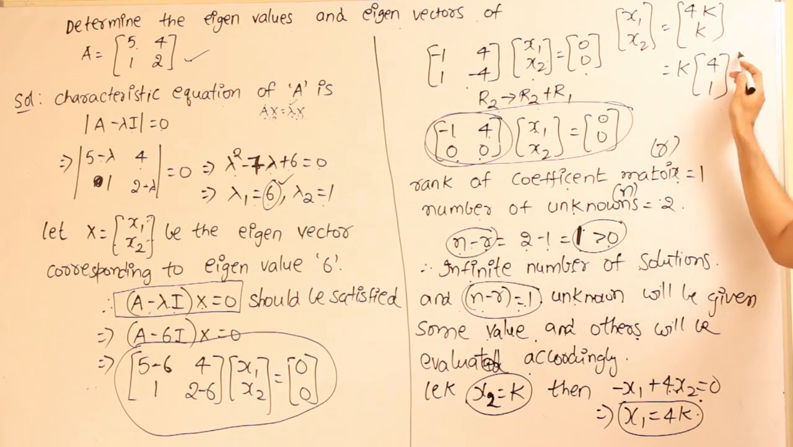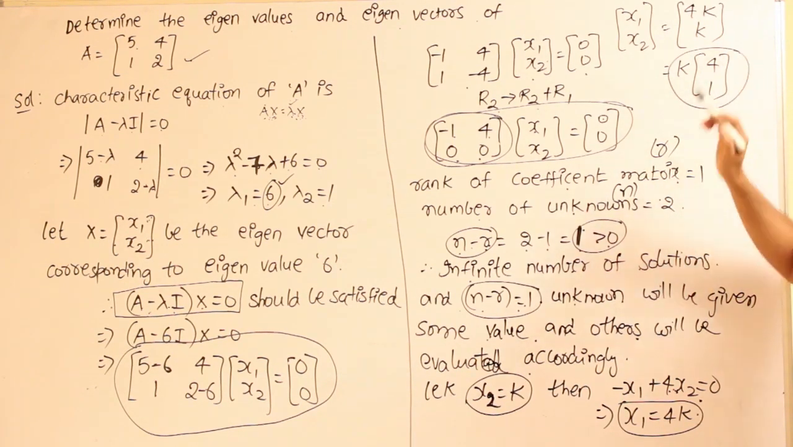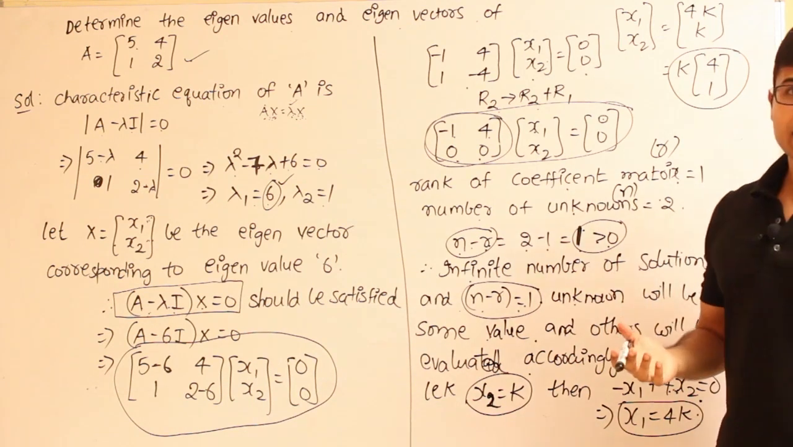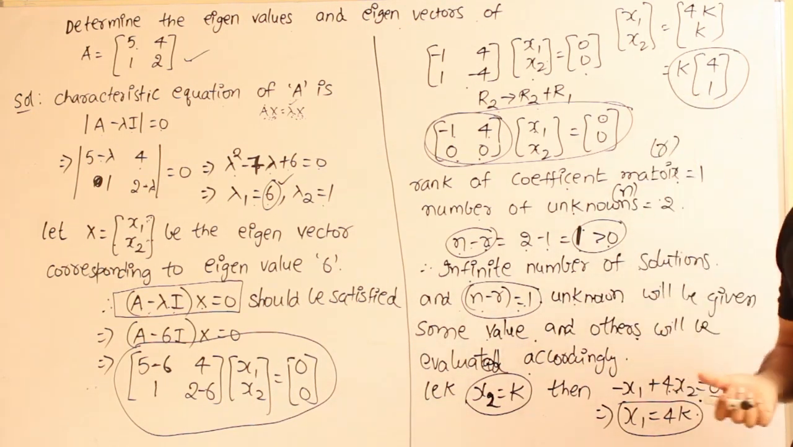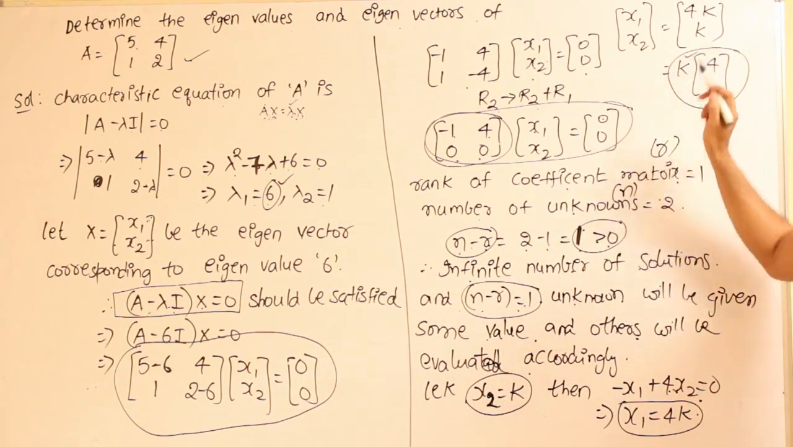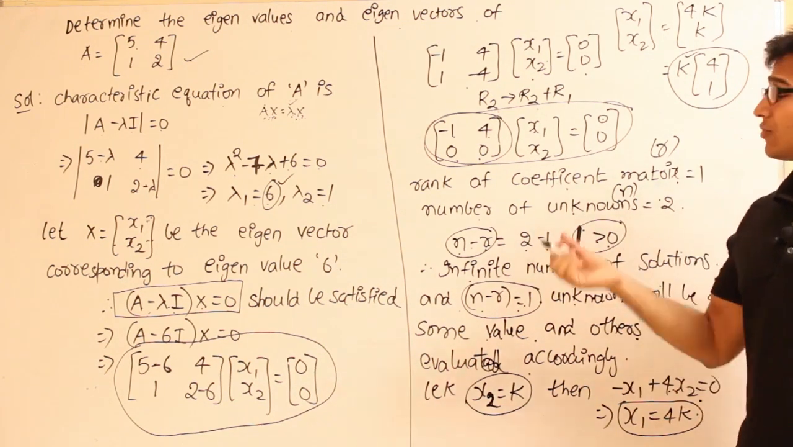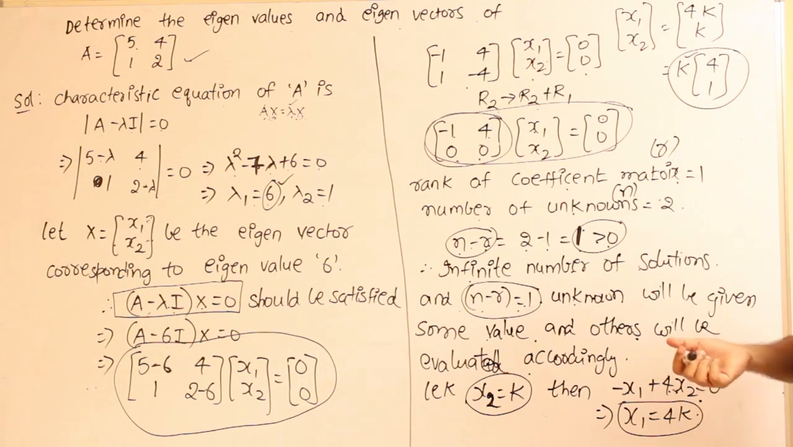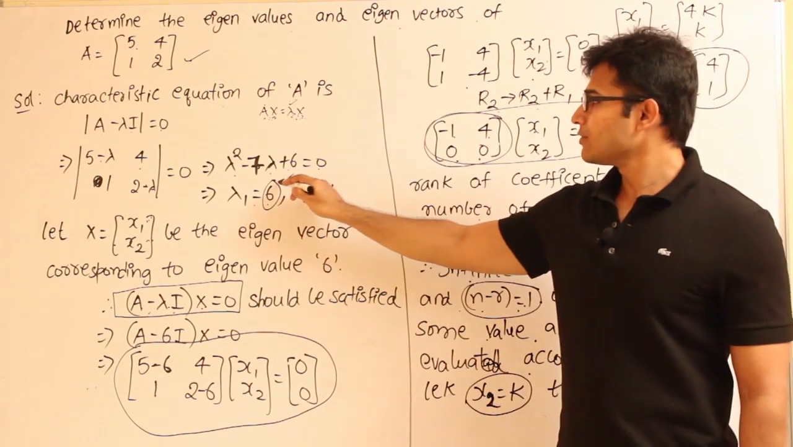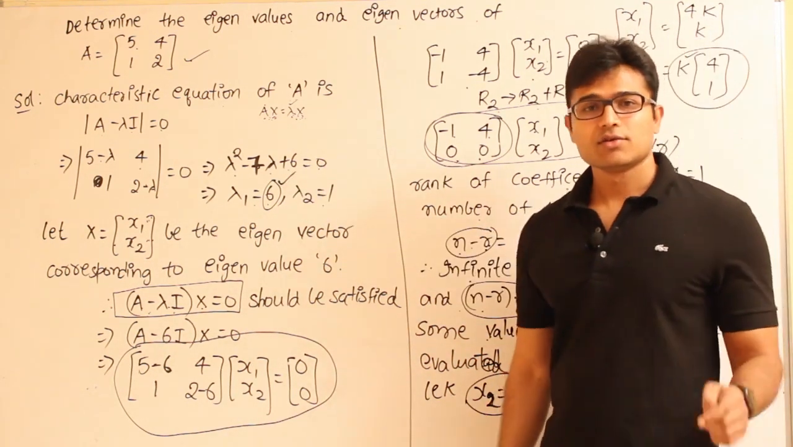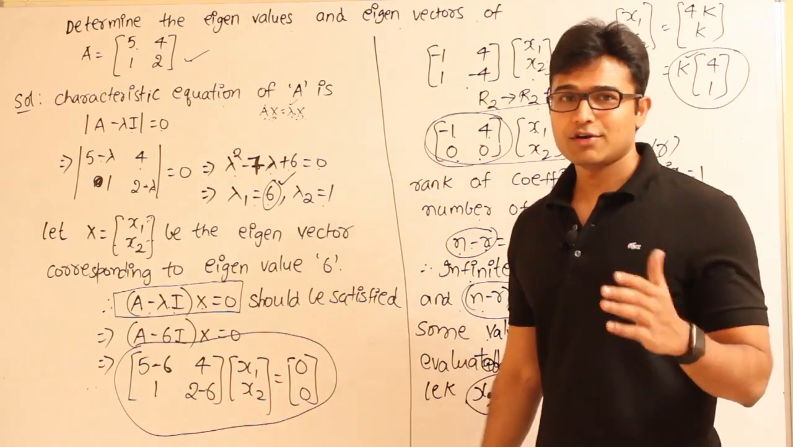Therefore, this is the eigenvector we got. In fact, it is not a single eigenvector. You can give any value to k and you will get a different eigenvector. Therefore, there are infinite number of eigenvectors for this particular eigenvalue 6. Right? So we have solved it only halfway.